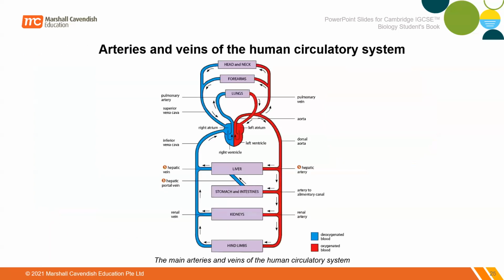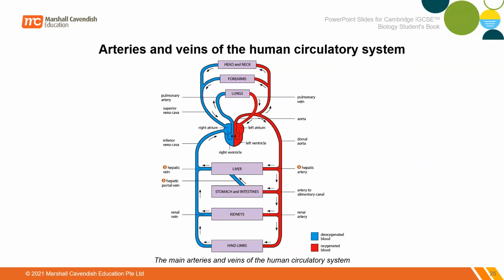The last part is the arteries and veins in the human circulatory system. Any artery carries oxygenated blood except pulmonary artery. Any vein carries deoxygenated blood except pulmonary vein. In between the small intestine and stomach with the liver, there is a vein called hepatic portal vein. Hepatic portal vein is the vein that connects small intestine after absorption of all of the nutrients to the liver to make sure that everything will be absorbed in an accurate way.